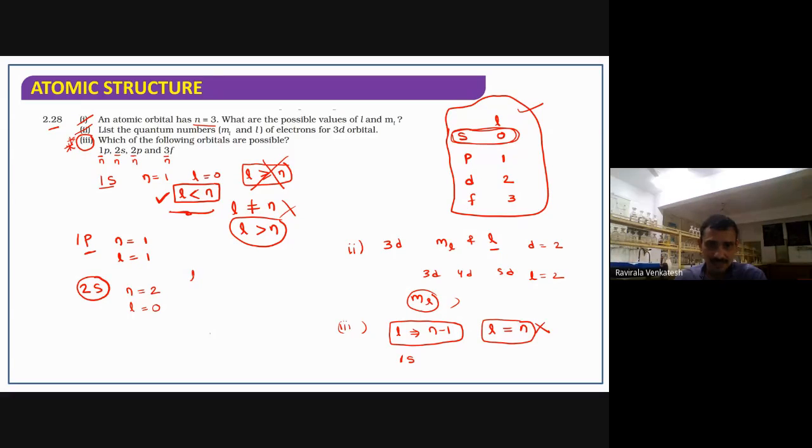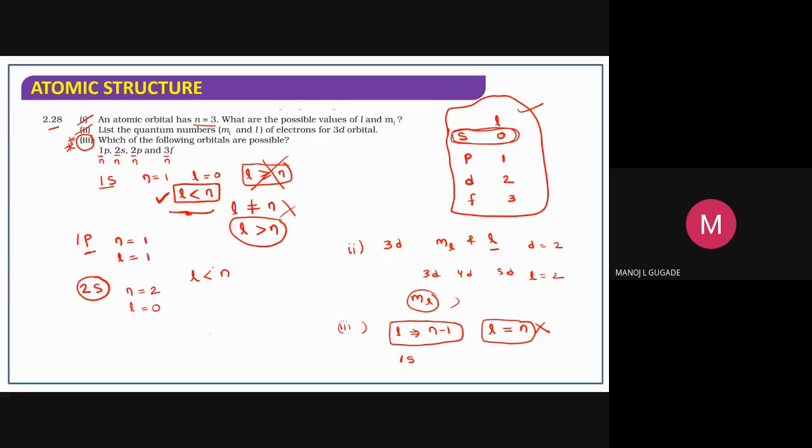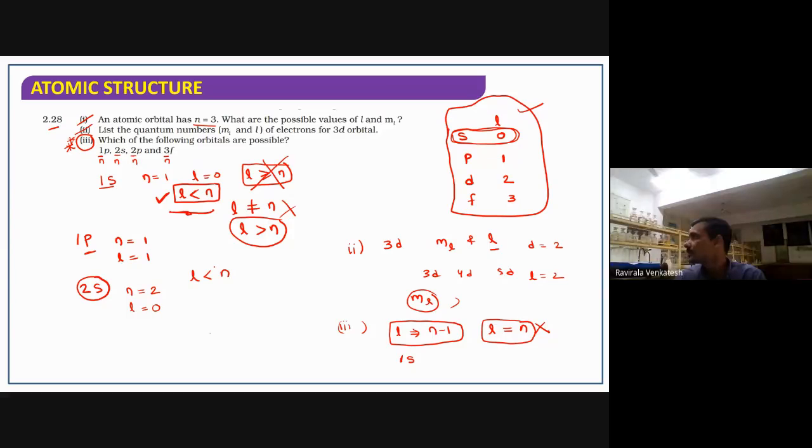L always must be... Please put off your mic, all of you. L less than n. This is the condition for us. For possible orbitals, this is the condition. All of you listen. L must be less than n. L cannot be greater than n. L cannot be equal to n. L must be lesser than n.